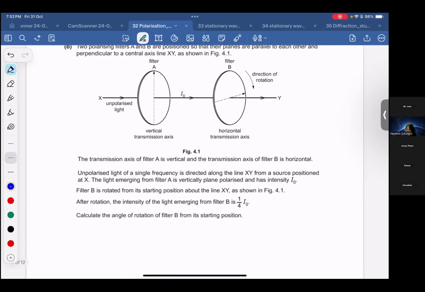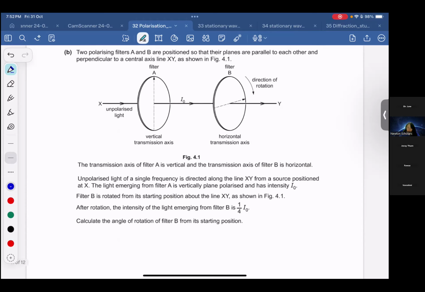Okay, now here we try two polarizing filters, A and B, positioned so that their planes are parallel to each other and perpendicular to the central axis line XY. The transmission axis of filter A is vertical, and this one is horizontal. That means they become 90 degree. Then unpolarized light of a single frequency is directed along the line XY from the source. The light from filter A is vertical and has intensity I0.